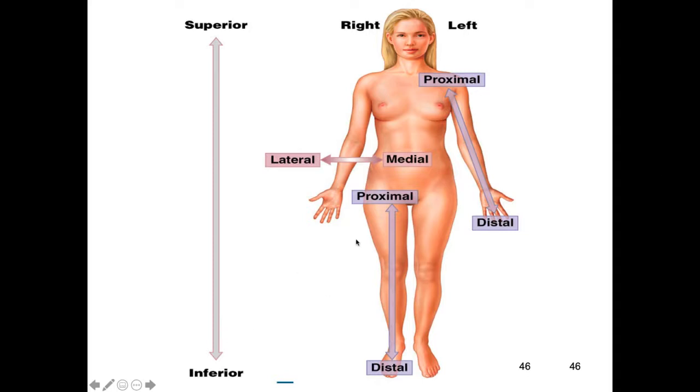Superior and inferior is in relationship to the body as a whole. So if we're moving superiorly, we're moving up, and if we're moving inferiorly, we're moving down. Medial and lateral are opposites. So the nose is medial, the eye is lateral to the nose, the ear is lateral to the eye. If we start at the ear and we move medially, it takes us to the nose.